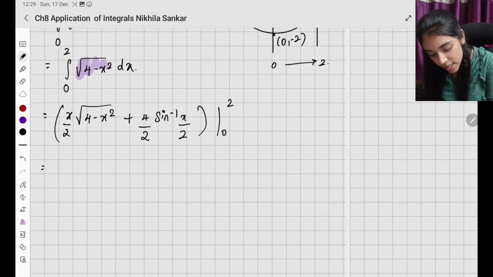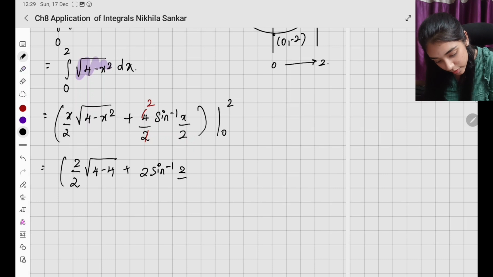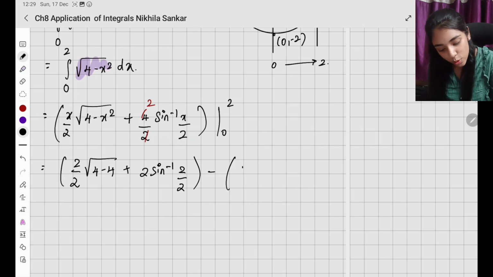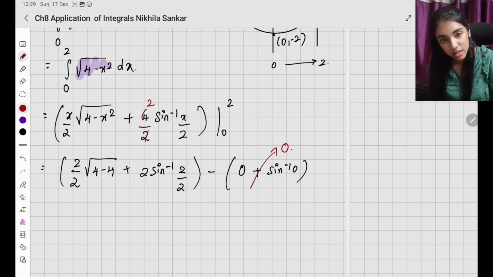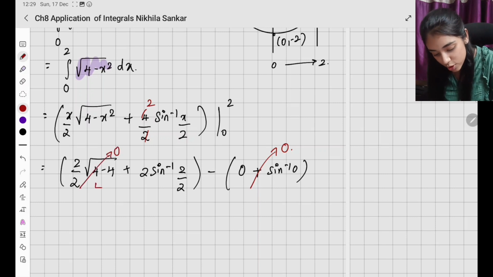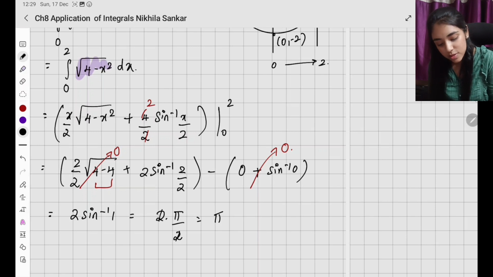When I substitute, it is going to be 2 by 2 square root of 4 minus 4 plus 4 by 2, so 2 times sine inverse of 2 by 2. This is upper limit minus lower limit, we know. So this is going to be 0 plus sine inverse of 0, which is 0 again. So this whole term becomes 0 always. The second term is always 0. The first term is also 0 because here we have 4 minus 4. Now what is left? I have 2 times sine inverse of 1, which is 2 into pi by 2. So my final answer is going to be pi square units.